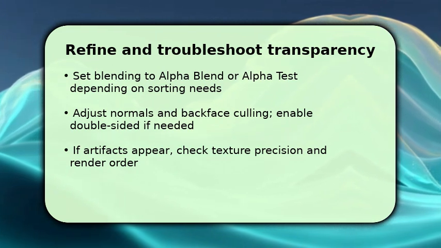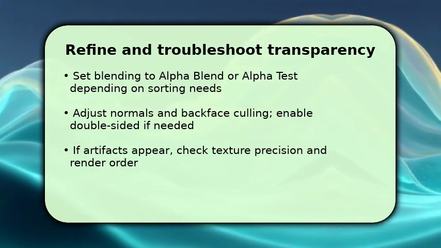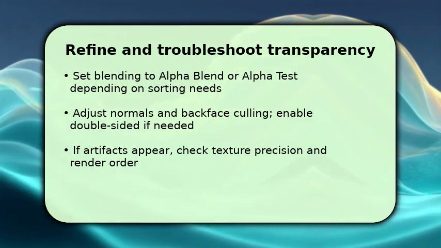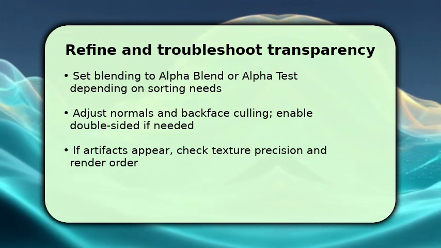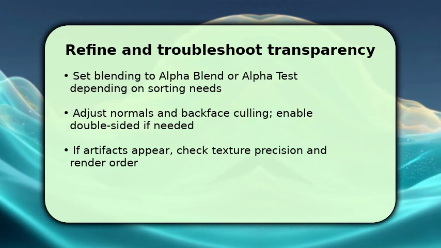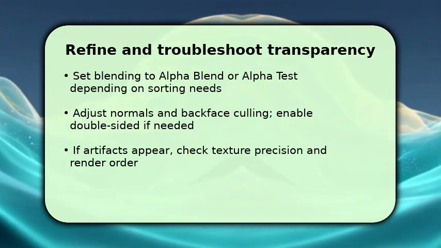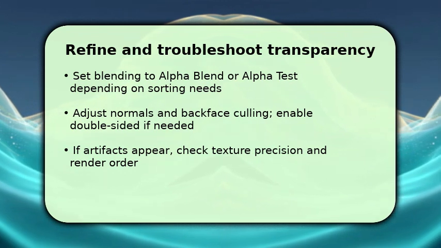Once done, export opacity as an RGBA or separate map per your engine's requirements. If you see sorting artifacts or flicker, make sure textures are high enough precision. Adjust polygon order in your engine, and test with the target renderer to confirm the result.